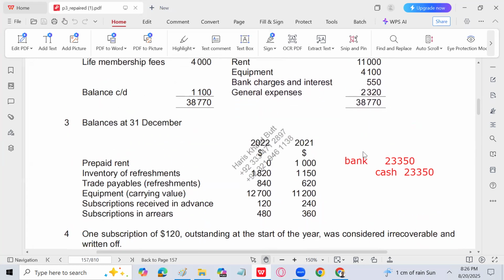How will we calculate the depreciation on equipment? See, 11,200 plus the equipment which is newly purchased 4,100 minus 12,700. We can prepare the account also. That is known as equipment account at net book value, equipment account at carrying value. They are one and the same thing. So 11,200 plus 4,100 minus 12,700, we will get the depreciation of 2,600. That will also be written under the heading of expenses.